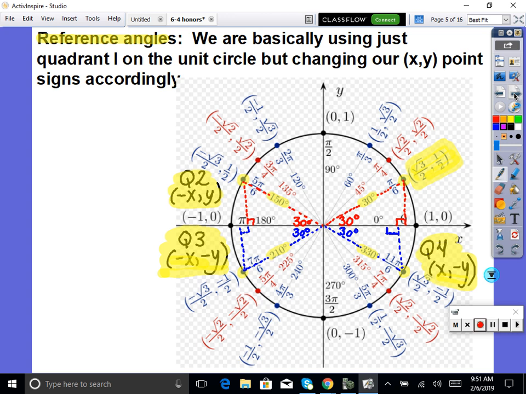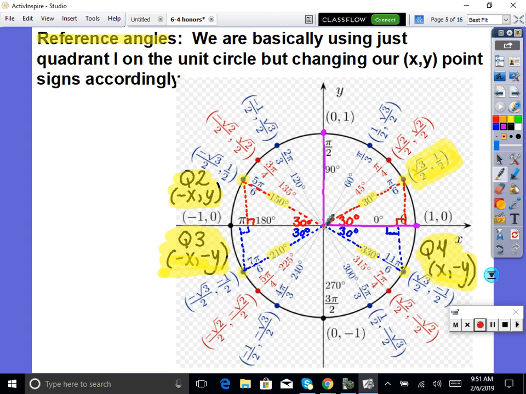Okay, so let's look at what I'm talking about. This is going to be really useful for calculus, when we're dealing with angles that fall on the unit circle. So if we just know quadrant 1, we have enough information to answer trig of any angle that falls within that same 30-degree reference angle.